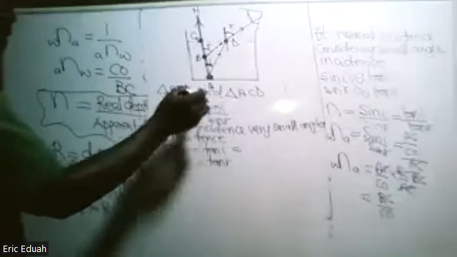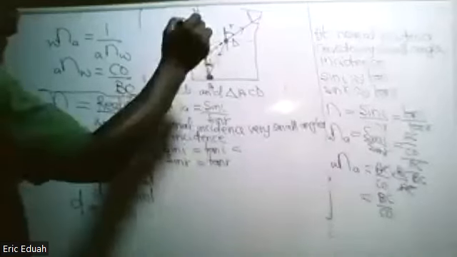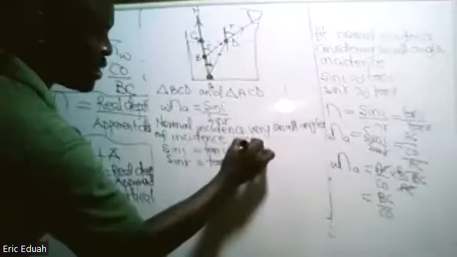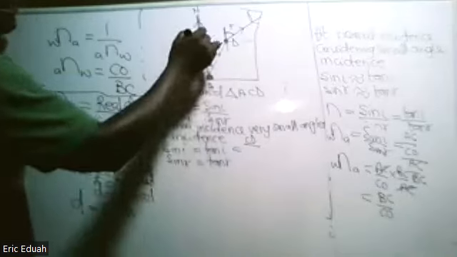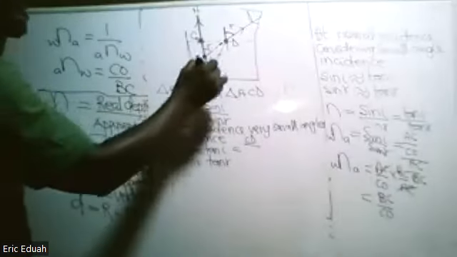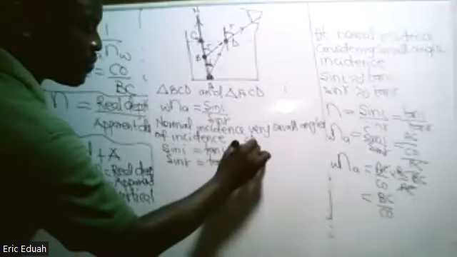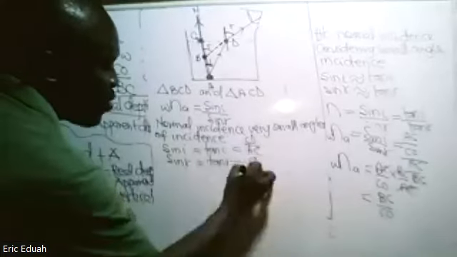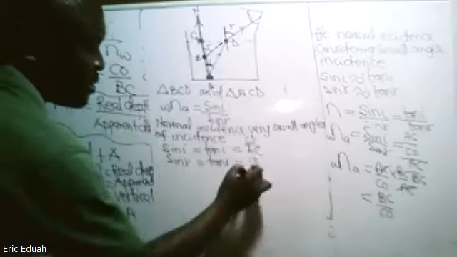Please, are we okay? So when we consider this triangle ACD, tan I is equal to the opposite, which is CD, over the adjacent, which is AC. And tan R, which is triangle BCD, would be equal to CD over BC. Please, are we okay? Are we fine?